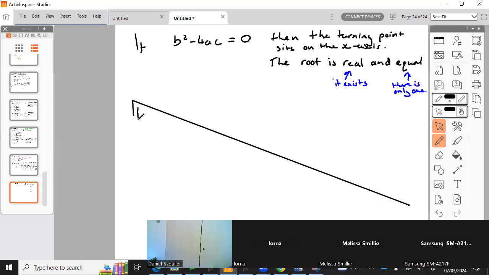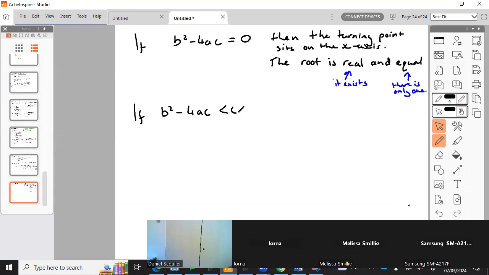But if b squared minus 4ac is less than 0, if it's a negative, then the equation has no roots.